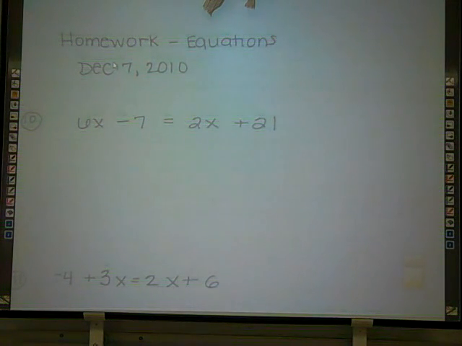Okay, here are the homework answers for Tuesday, December 7th. We are on the worksheet numbers 10 through 16.